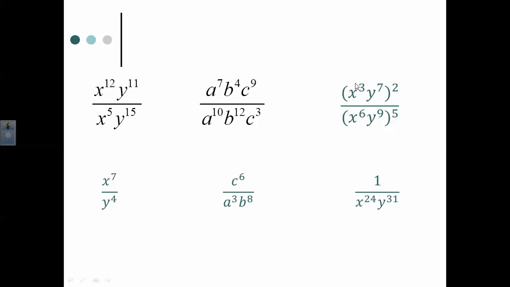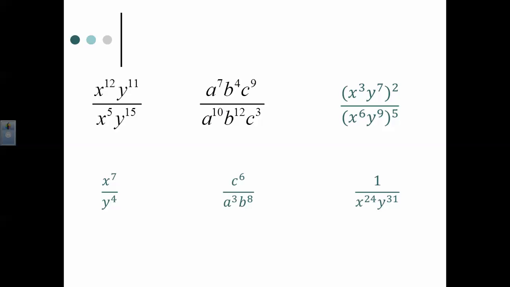Here you had to do the power to a power property first. And then once you simplify, you have more x's and more y's in the denominator. So 24 and 31. And remember, if we have nothing left in the numerator, we put the 1 in because we have that 1 from the division of the x's divided by x's. And in this case, the y's divided by the y's.